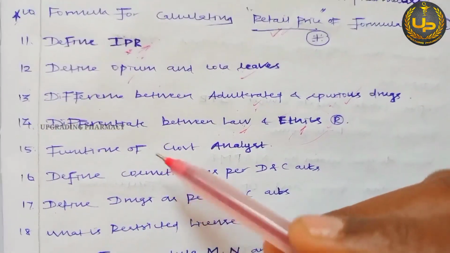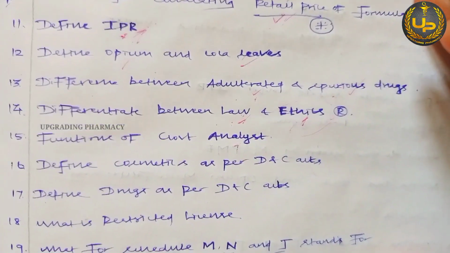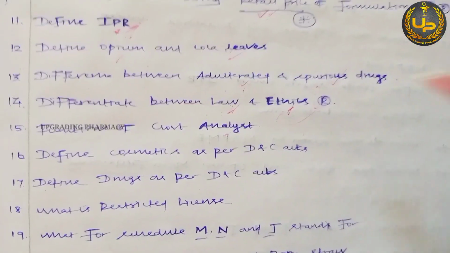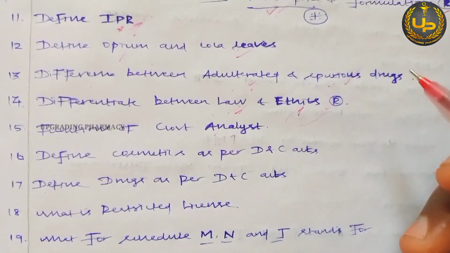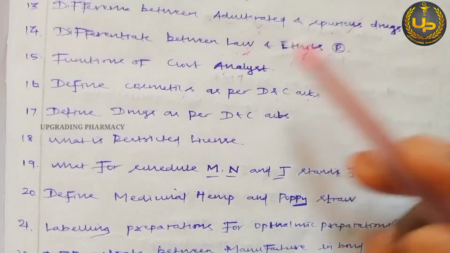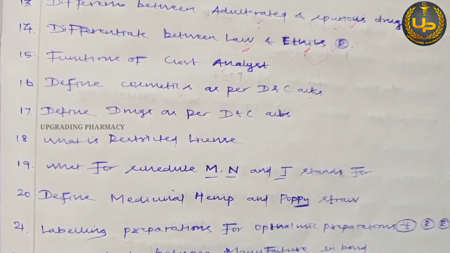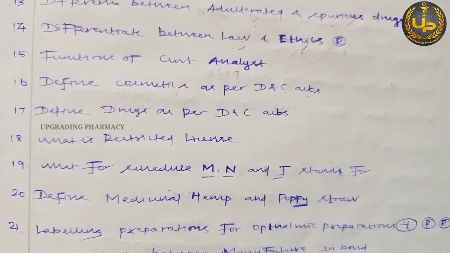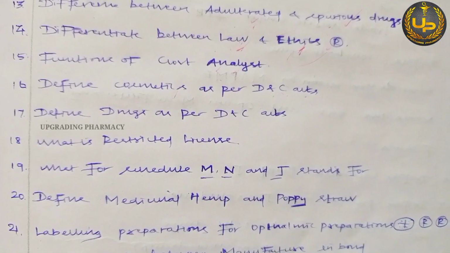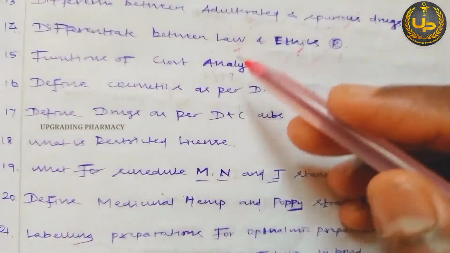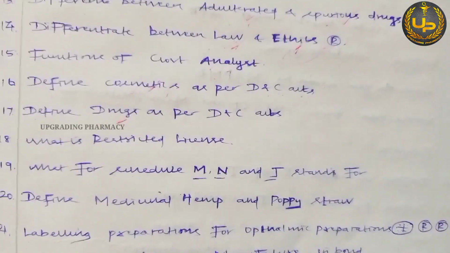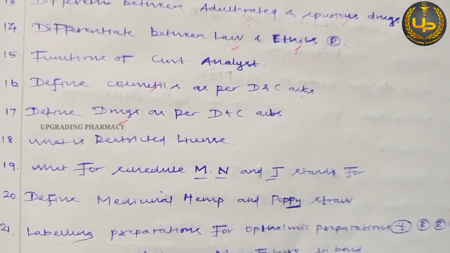So next, 15th question, functions of government analyst. Government analyst is a very important, attractive government job for the pharmacist. So what are the functions of the government analyst, that is the question. Next, 16th question, define cosmetic as per the Drug and Cosmetic Act. What is the correct meaning of cosmetic as per the Act? Next, 17th, define drugs as per the Drug and Cosmetic Act. So what is the definition and meaning of both words. That is the 16th and 17th question.